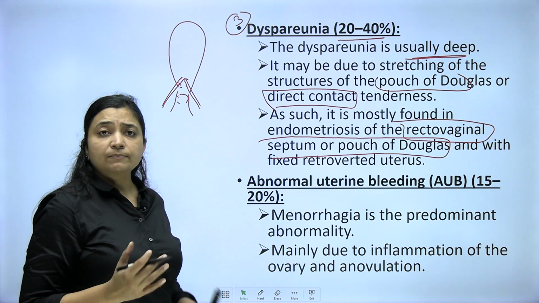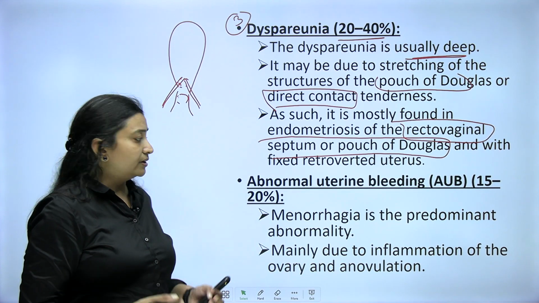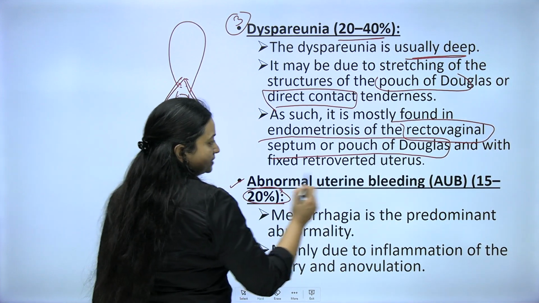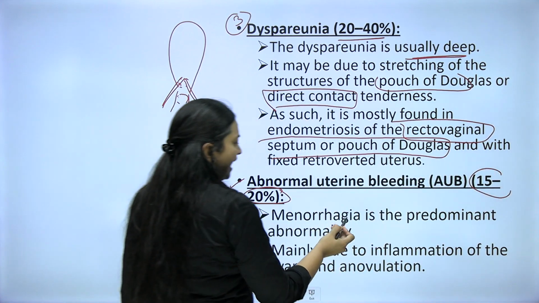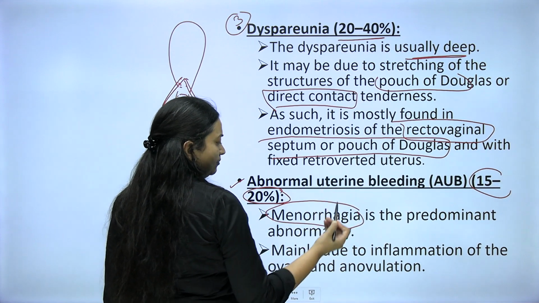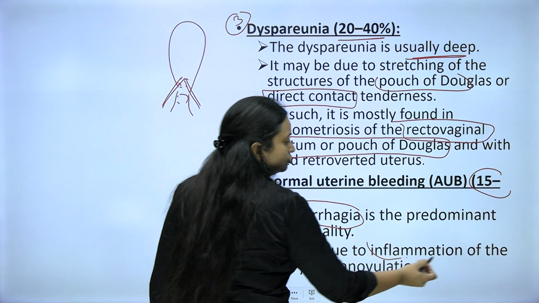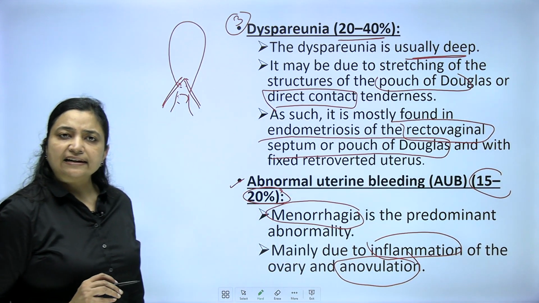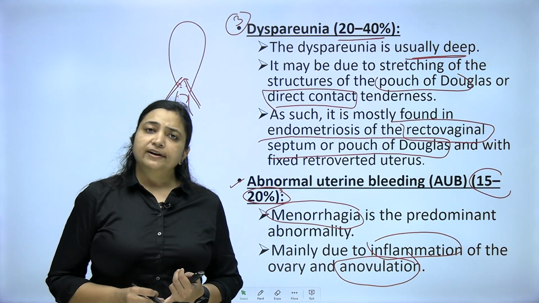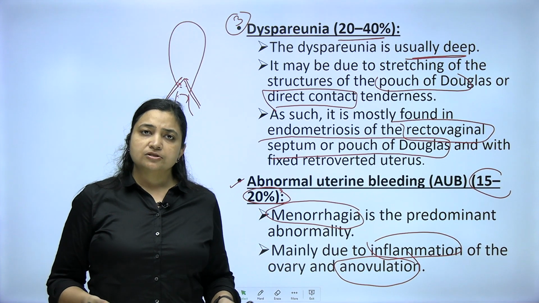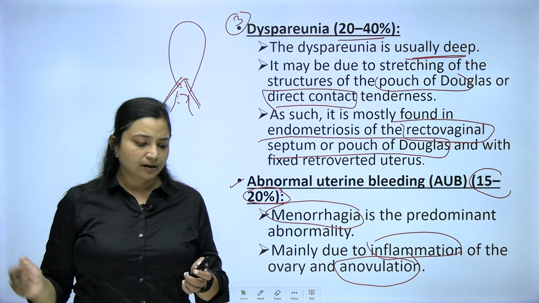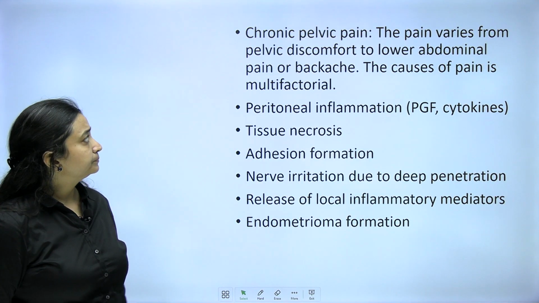Now other which can be co-associated, but these are secondary, like abnormal uterine bleeding, which is present in 15 to 20% of the cases, and mainly heavy bleeding. Menorrhagia is the main abnormality because of the inflammation of the ovary and anovulation. If you remember that much, that is sufficient. Because of the presence of endometriomas or due to the surface deposits on ovary, there is inflammation, anovulation and prolonged and heavy bleeding during menses.